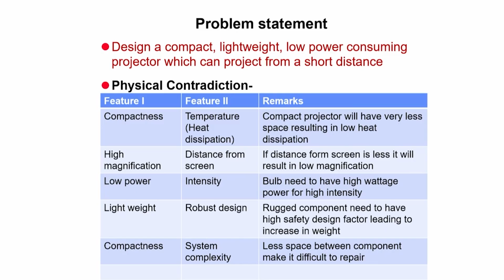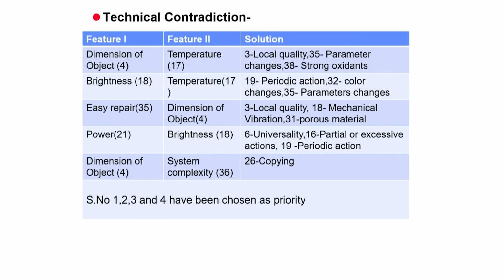Again they figured out the features that are desired, like compactness. Okay, what will be the problem? Temperature will be the problem if it is too compact for a projector. High magnification, distance from screen, low power intensity is a problem. Lightweight, robust design, compactness can create system complexity. So, these are worsening technical features.